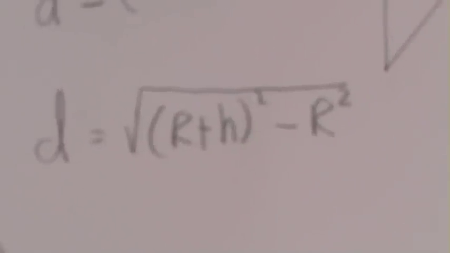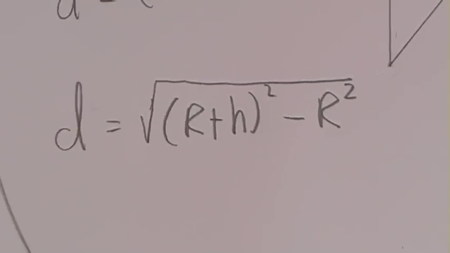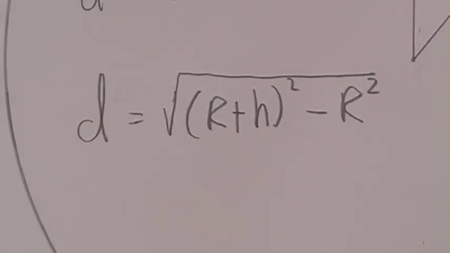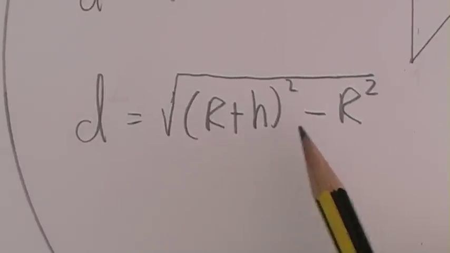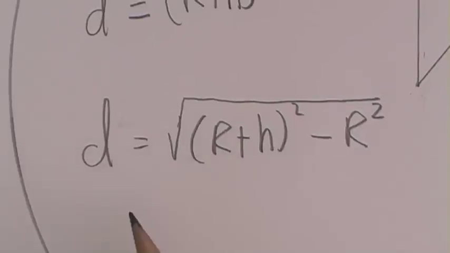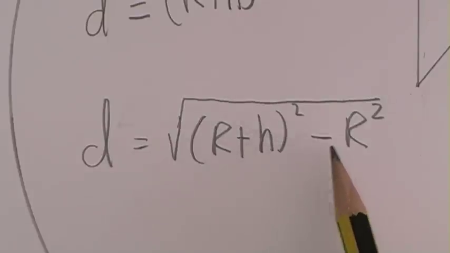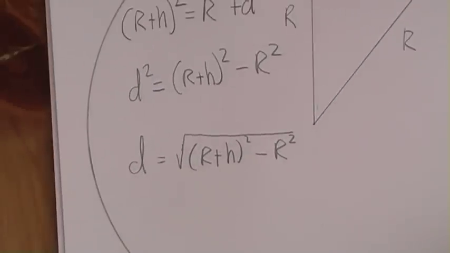I'll zoom in on that so you can see it. That's our formula that tells us if you're standing on a sphere, a perfectly smooth sphere with a radius of r, and your eyes are at a height h above the surface of the sphere, the distance to the horizon will be given by the square root of (r plus h) all squared minus r squared. Okay? Not a particularly complicated formula.